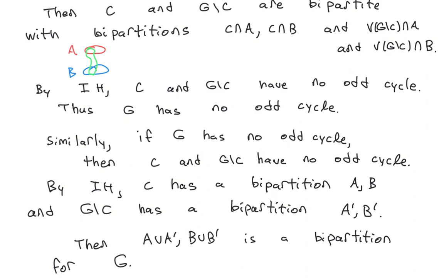Namely, if there was an edge whose endpoints were both in A and A prime, for instance, then because C is a connected component, either both endpoints would have to be in A, and thus this is not a bipartition of C, or both endpoints would have to be in A prime, in which case this was not a bipartition of G take away C. So either way we cut it, we see this is a bipartition, and thus for graphs with at least two components, the graph is bipartite if and only if it has no odd cycle.